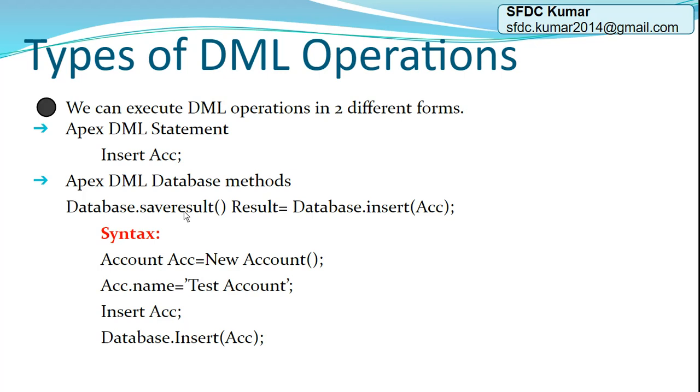So you are inserting 10 records, but I want to know which record failed. It may be the sixth record, the second record, or the fourth record. We never expect which record it will be. So based on database dot save result, we can identify which records are success and which records fail. This concept will come again in another topic, batch apex. At that time we can discuss it again.